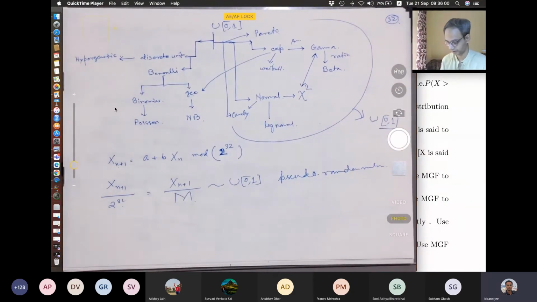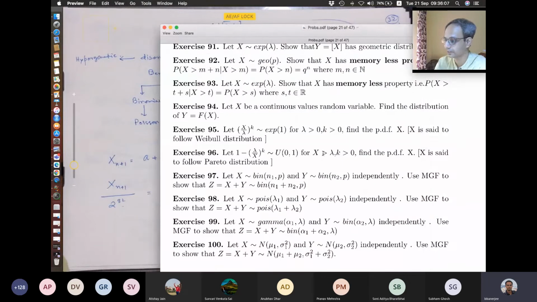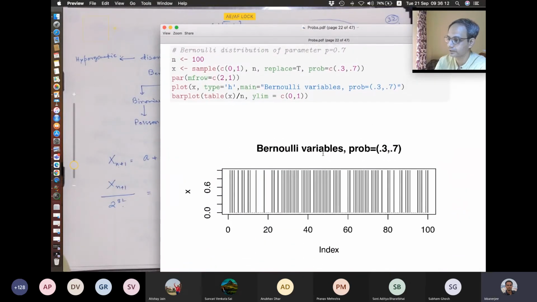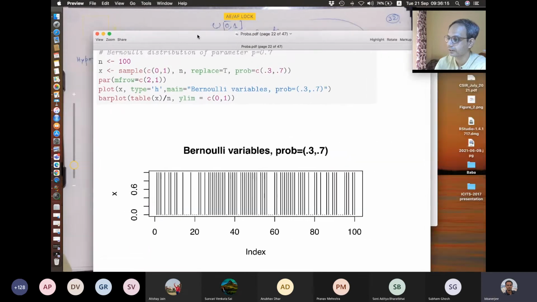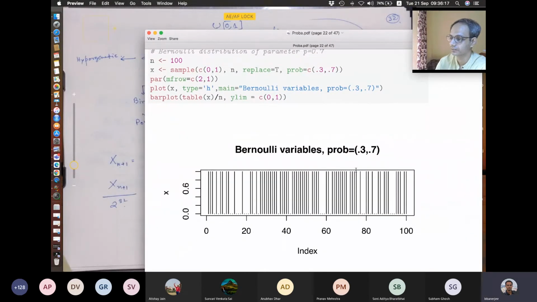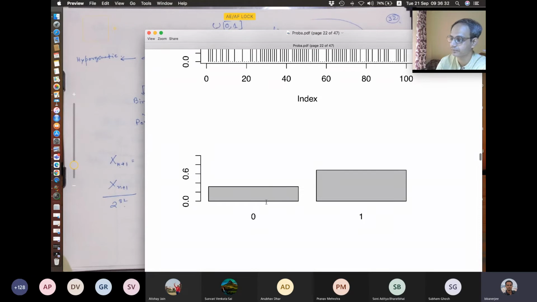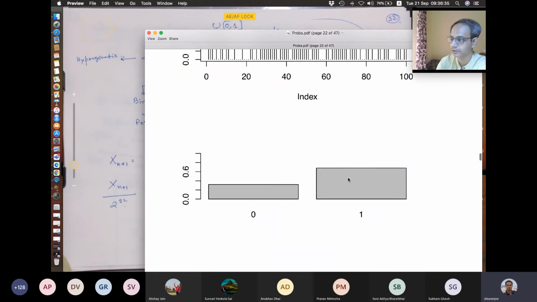Okay, we can see the diagrams first before we go anywhere. So here, Bernoulli distribution with 0.3 and 0.7, 0.3 with probability 0 and 0.7 with probability 1. So 0 is the small dots and 0.7 is the big bars. If there are 100 samples and you see the histogram, it's approximately 30%, 70%.